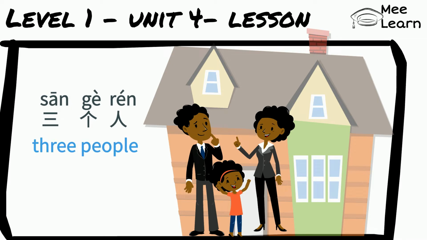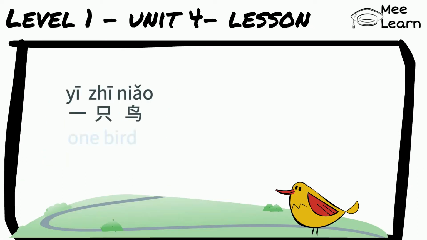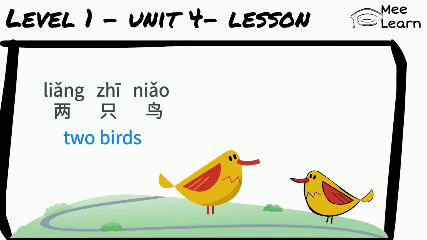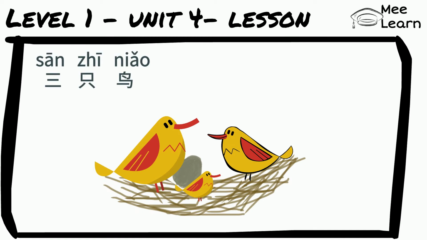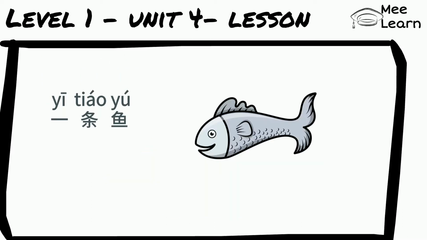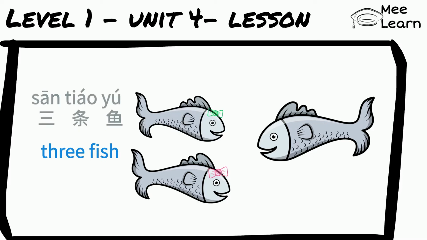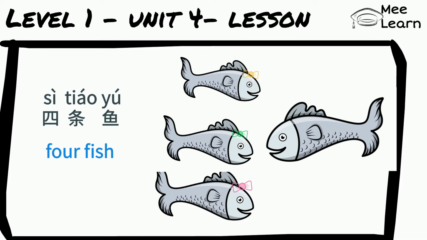三个人 three people. 四个人 four people. 一只鸟 one bird. 两只鸟 two birds. 三只鸟 three birds. 四只鸟 four birds. 一条鱼 one fish. 两条鱼 two fish. 三条鱼 three fish. 四条鱼 four fish.